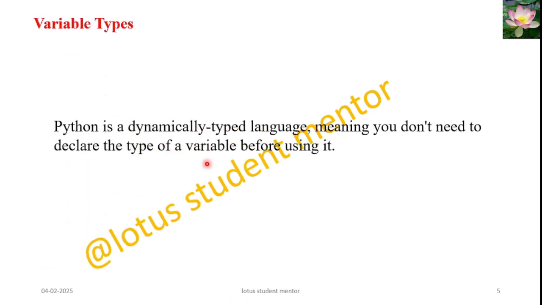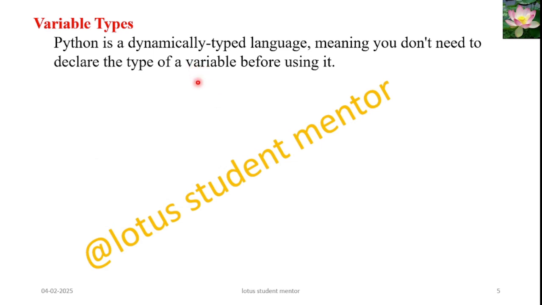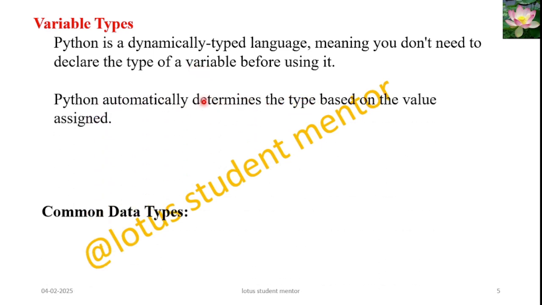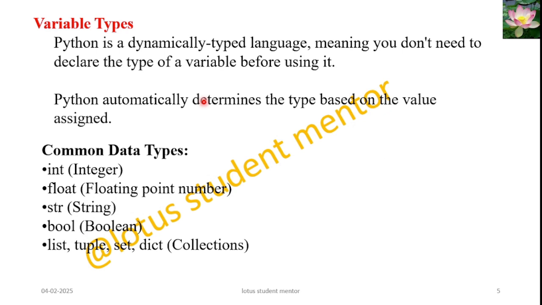And what are the variable types? There are different variable types, especially six types mentioned: integer, float, string, boolean, and list, tuple, set, dictionary, etc. These last ones are collections. We write str for string, float for floating point number, and int for integer. Python automatically determines the type based on the value assigned. It is a dynamically typed language, which means there is no need to declare the type of a variable before using it, as we do in the Java language.